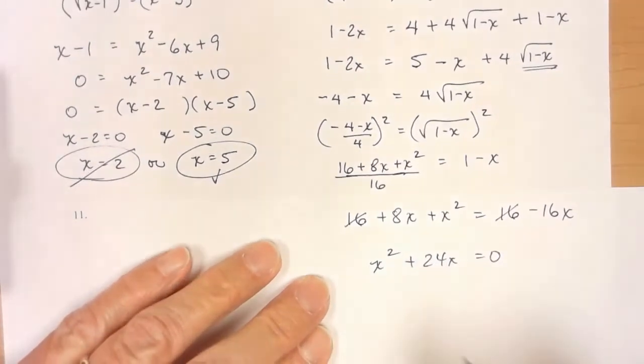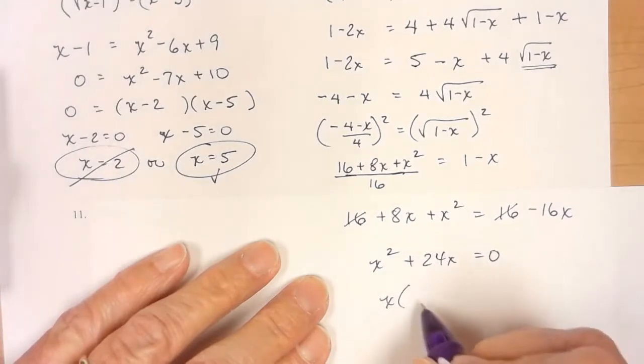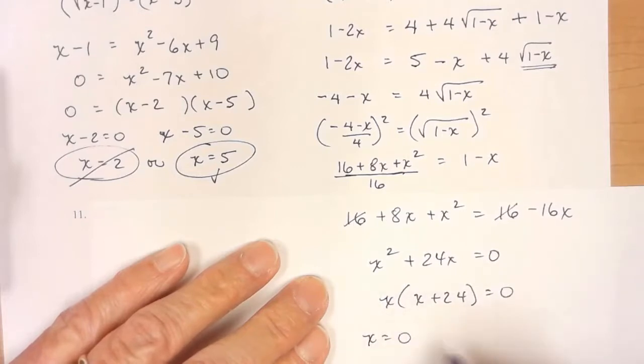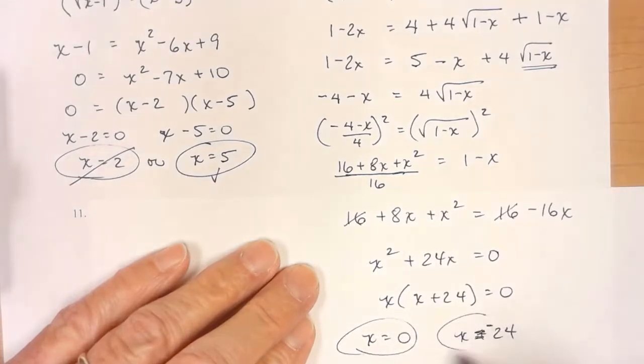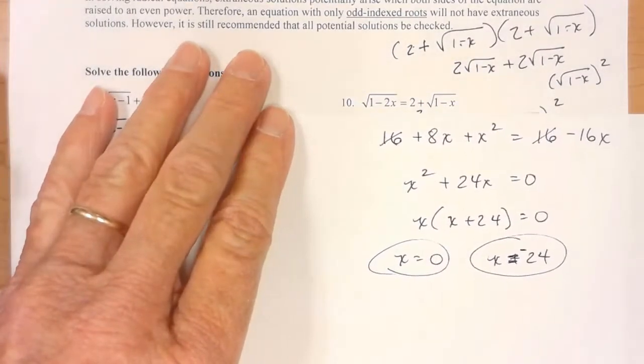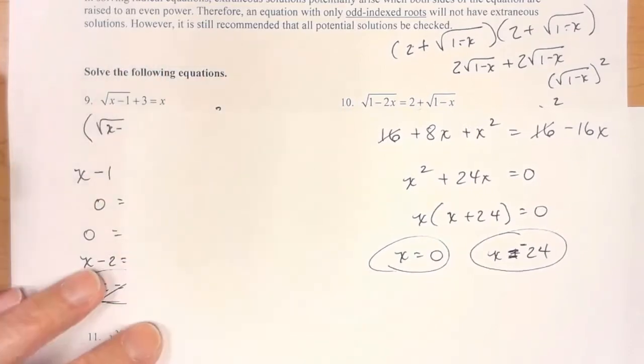This is a binomial. X is a common factor. Set these individually equal to 0. I said individually equal to 0. So x could be 0 or x could be a negative 24. But we need to check this. So since I can now get this a little bit closer, let's go check.